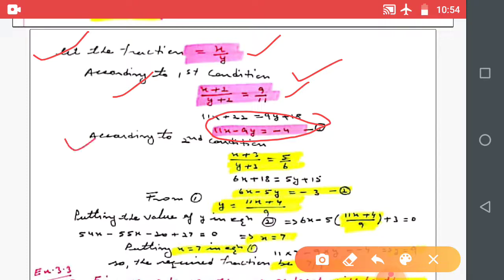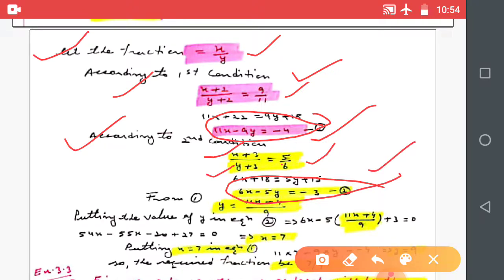Right? Now look at the second condition. The second condition in the question is when we add 3 in the numerator and 3 in the denominator, the fraction becomes 5 by 6. If we add 3 in the numerator, it means x plus 3. If we add 3 in the denominator, that is y plus 3. So x plus 3 upon y plus 3 is equal to 5 by 6. And the value of the second equation here is 6x minus 5y is equal to minus 3. So your second equation is 6x minus 5y is equal to minus 3.